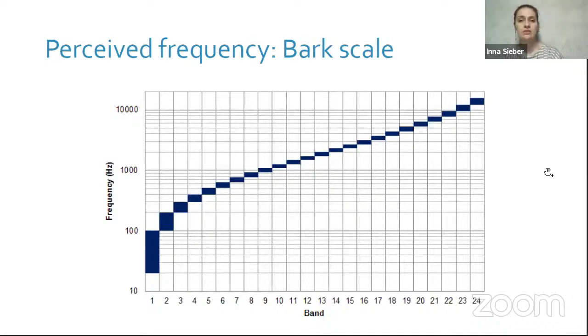This kind of experiment helped to create this psychoacoustic scale and understand that psychoacoustics is not the same as just acoustics.